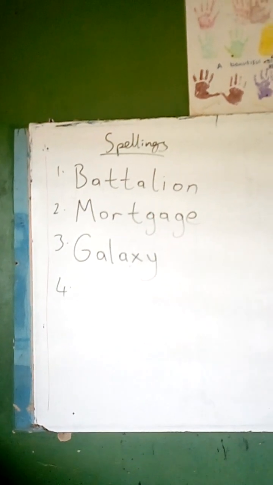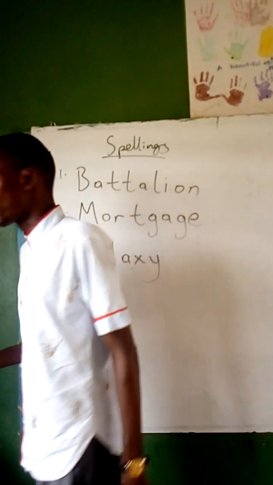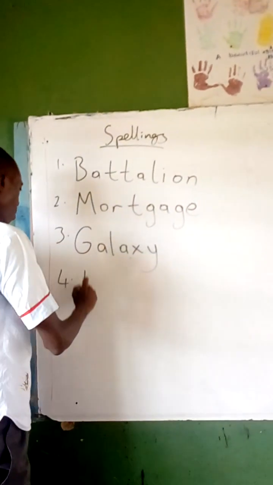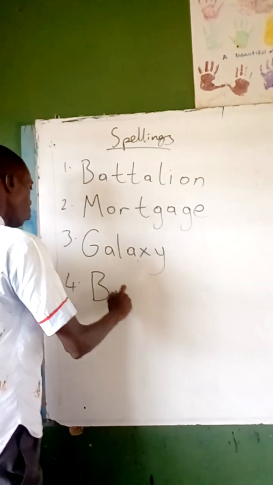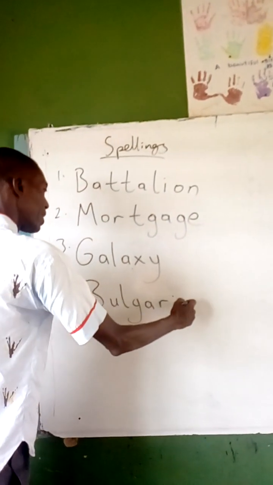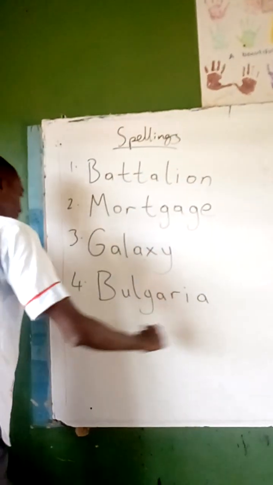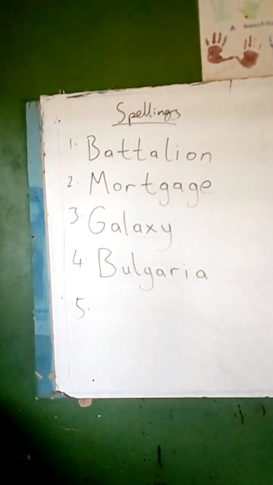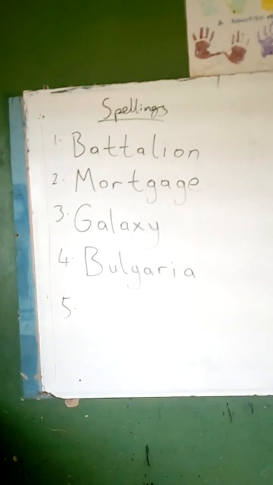Now, the fourth one I'm introducing to you is Bulgaria. Spell Bulgaria. B-U-R. You are wrong. Bulgaria is a country in Europe. Let me help you. Bulgaria is B-U-L-G-A-R-I-A. Bulgaria. Can you see it?